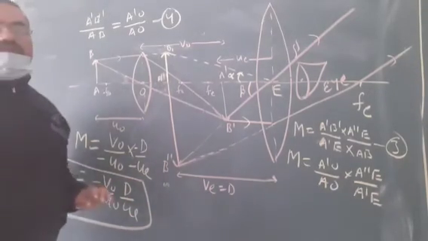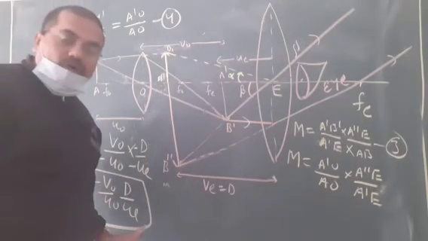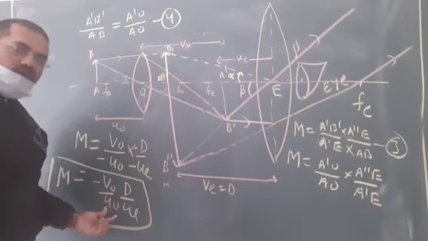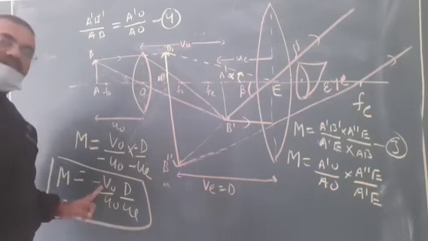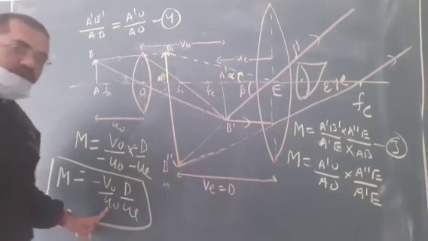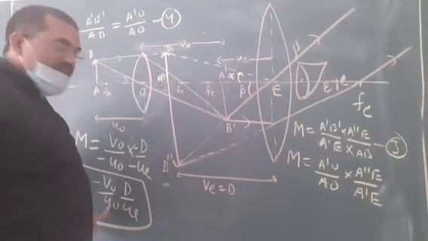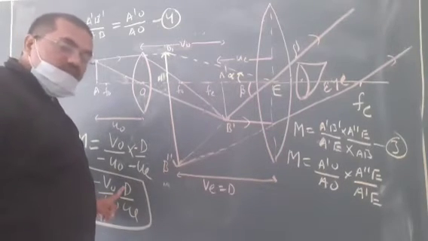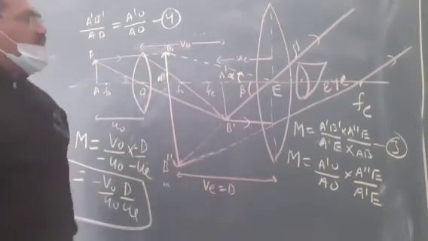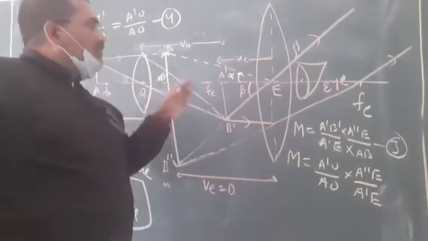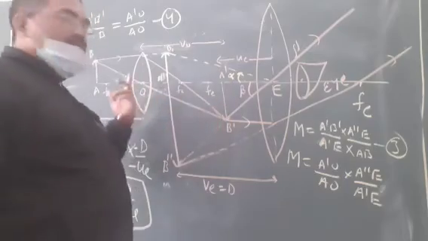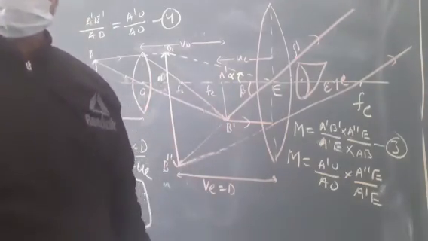This is the most important formula for compound microscope. This is the general formula for magnifying power in compound microscope. You have to remember that. V naught is the position of image from objective. U naught is the position of object from objective. D is the least distance of distinct vision where the image is formed, and UE is the position of object from the eye lens, and this object for the eye lens is the image of the objective.